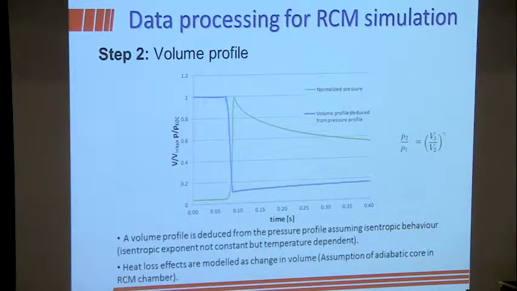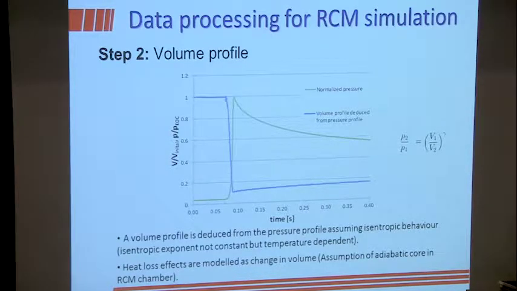This is just converting the pressure time history into a volume time history using this relationship: P2 over P1 is equal to V1 over V2 to the gamma, where gamma is about 1.34 or so.